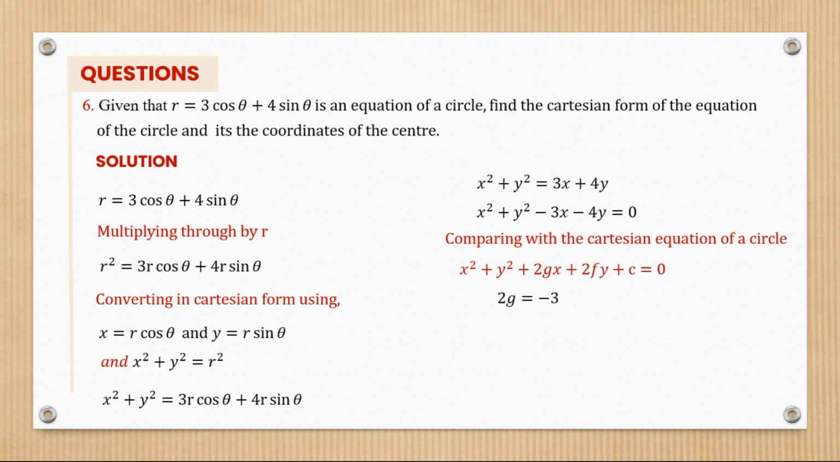When you compare with this, we shall see that 2g shall be equal to -3, of which g shall be equal to -3/2. We can also say that 2f is equal to -4, so f shall be equal to -2. Therefore the center of the circle, which is given as (-g, -f), shall be (3/2, 2). And this is the center of the circle.